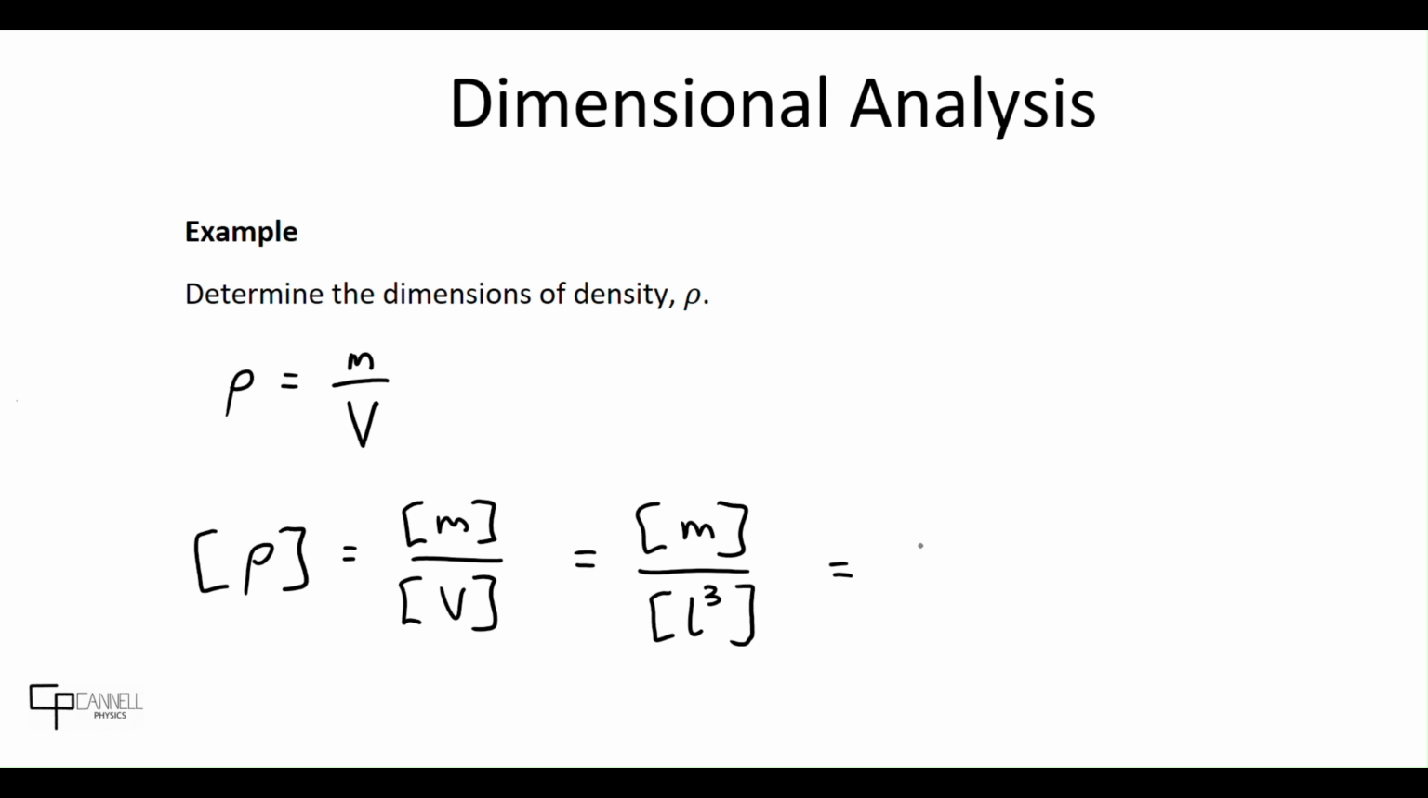So mass is capital M from our table in the previous page, and the denominator is capital L cubed. Now in physics, we don't usually leave our final answer as a fraction. We write it in index form, so we can bring that L cubed to the top, and it can be written as M L negative 3. And these are the dimensions of density. Just as a side note, the SI unit equivalent for this is kilograms per cubic meter.